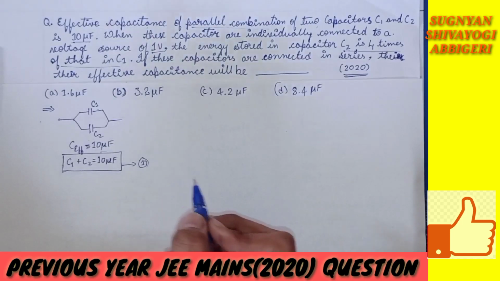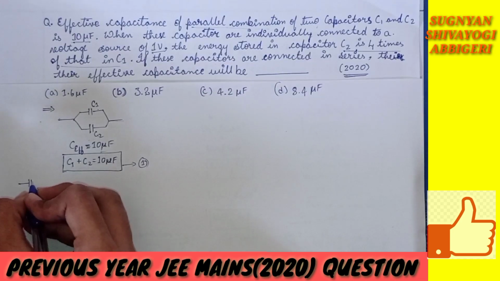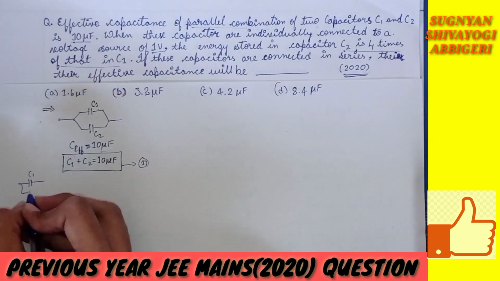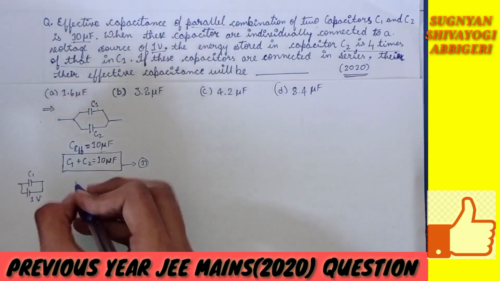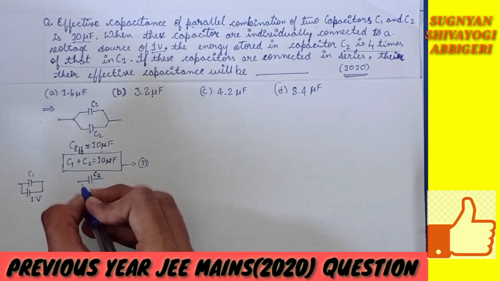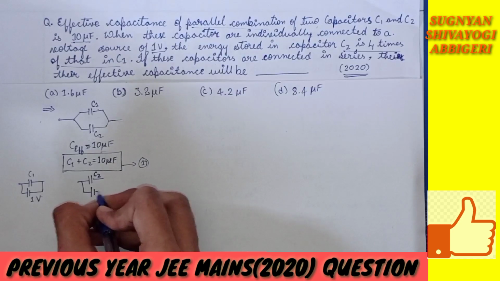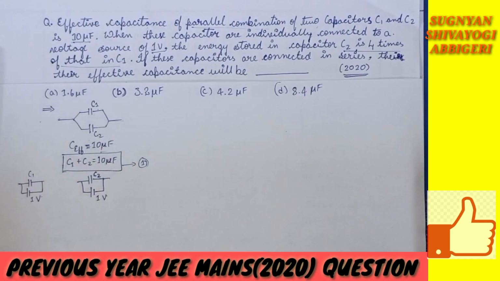The question again says that they are connected individually to a battery. Now this one is the C1 capacitor. This is a battery of 1 volt. This is C2. This is a battery of 1 volt. And the energy stored in capacitor C2. Here we need to know the formula for the energy stored in the capacitor when a battery is connected. So let me write it here.